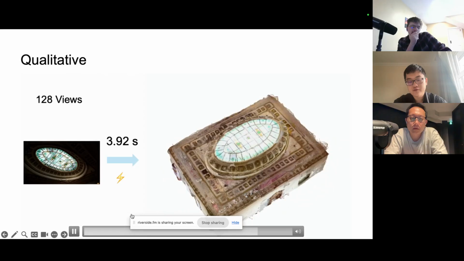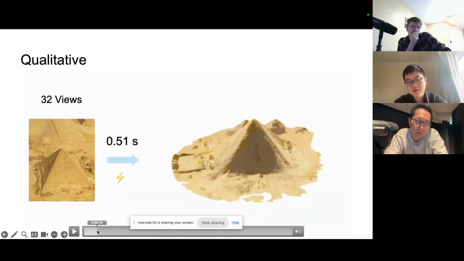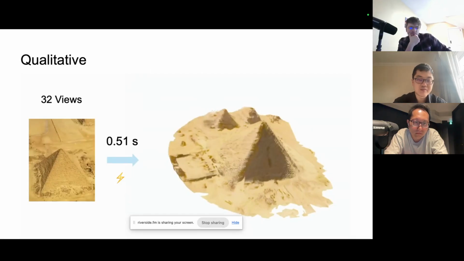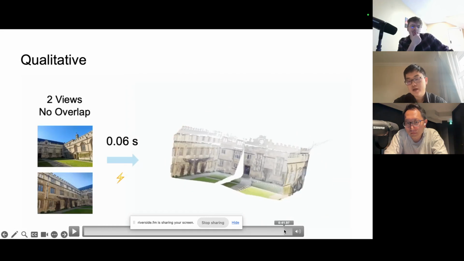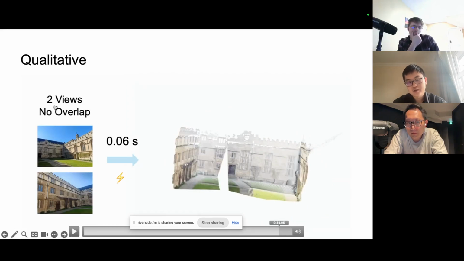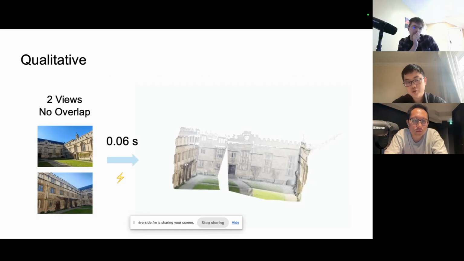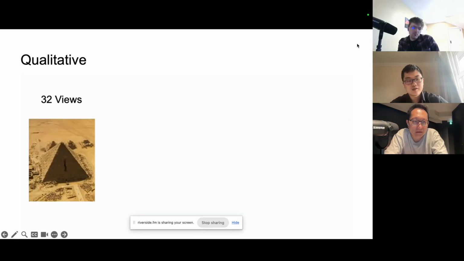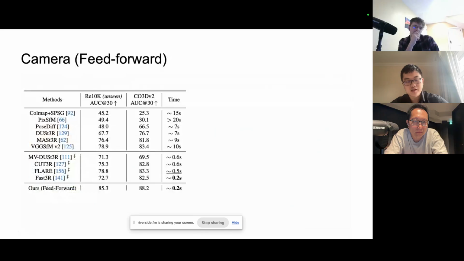Even if, for example, here the input has repeated structures and textureless background, which was generally very hard for previous methods, our method can handle it quite well. And this is a case of only 2 frames as input, where there's no overlap between the 2 frames. We can see the model can still handle it. Those are some qualitative results, now let's also look at some quantitative results.